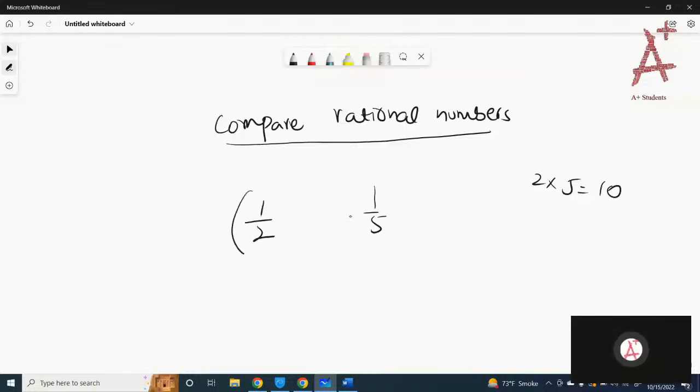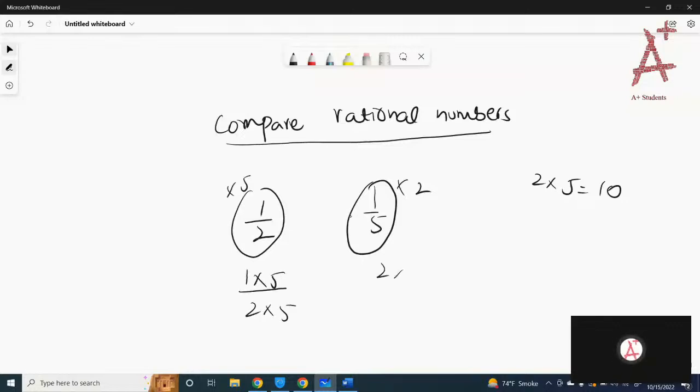So we want the denominator for both the fractions to be 10. 2 times 5 is 10, multiply this fraction by 5, and 5 times 2 is 10, multiply this fraction by 2. It would be 1 times 5 divided by 2 times 5, 2 times 1 divided by 2 times 5. It would be then 5 by 10 and 2 by 10. So which one is greater and which one is smaller? 1 by 2 is greater than 1 by 5. Got it? So 5 by 10 is greater than 2 by 10. Got it?